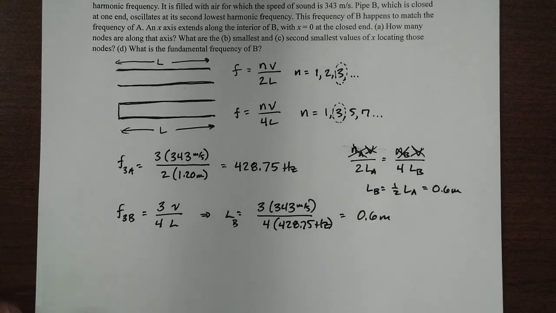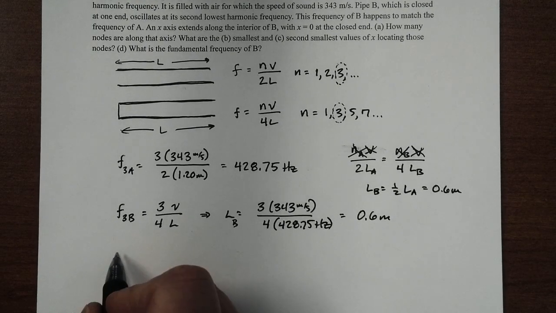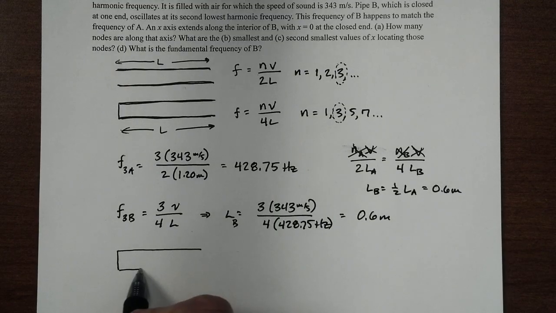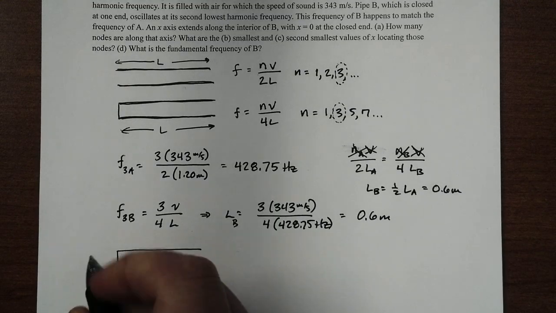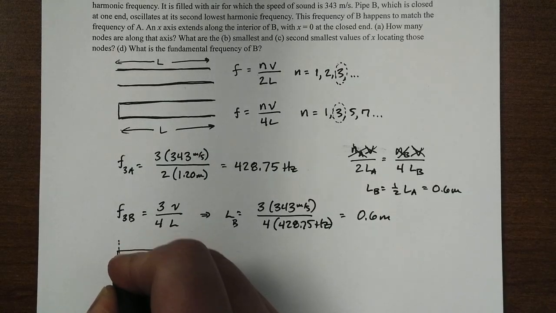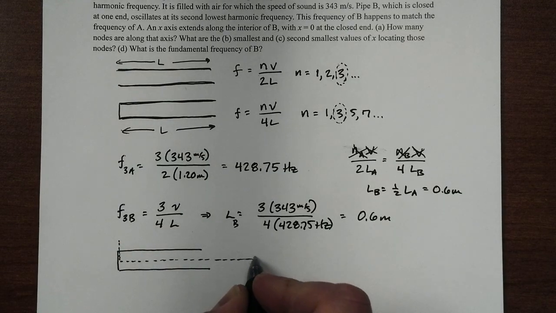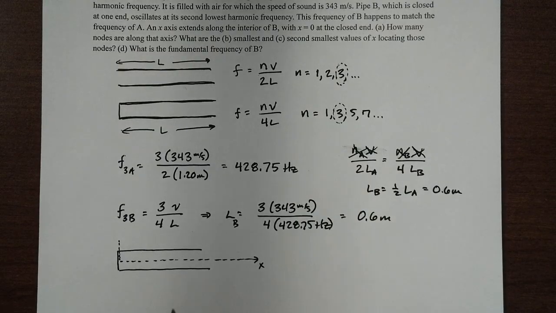However we get that, doesn't matter, but we have that, and so now we can be a little bit more definitive about our pipe B here. So there it is, and then in here is an x-axis that extends along the pipe. There's your x-axis, and the whole pipe right here is 0.6 meters long.